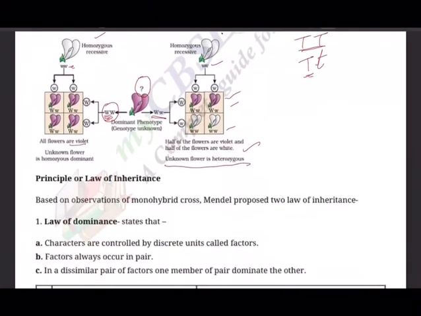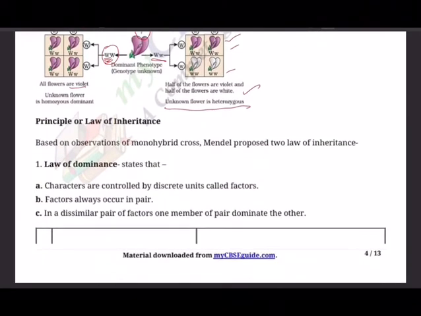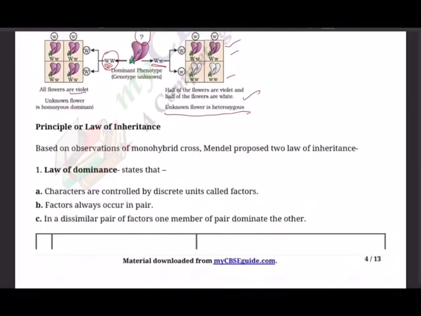Now I said yesterday, based on the experiments that Gregor John Mendel did, he proposed 3 laws. Those laws are called laws of inheritance or principles of inheritance. Based on observations of monohybrid cross, Mendel proposed 2 laws. Yesterday I said law of dominance.